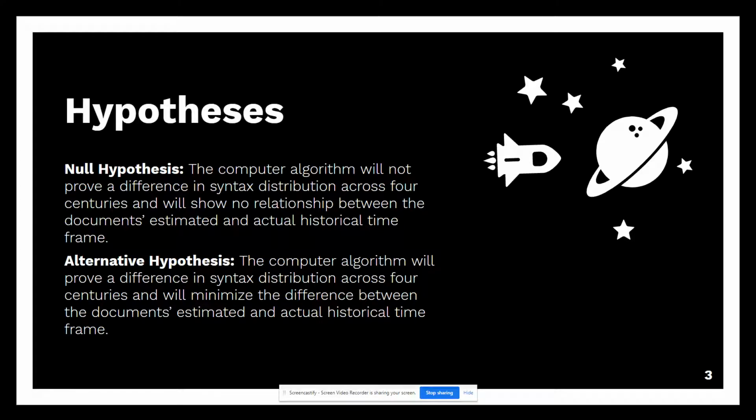My null hypothesis is that the computer algorithm will not prove a difference in syntax distribution across 4 centuries and will show no relationship between the document's estimated and actual historical time frame. My alternate hypothesis is that the computer algorithm will prove a difference in syntax distribution across 4 centuries and will minimize the difference between the document's estimated and actual historical time frame.